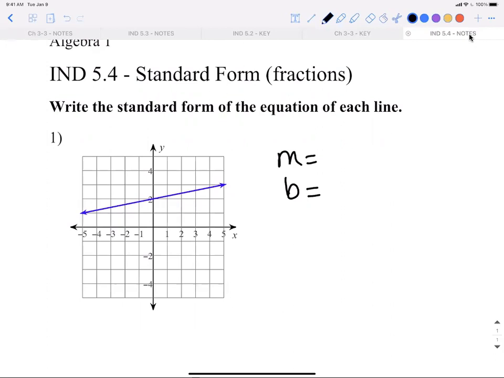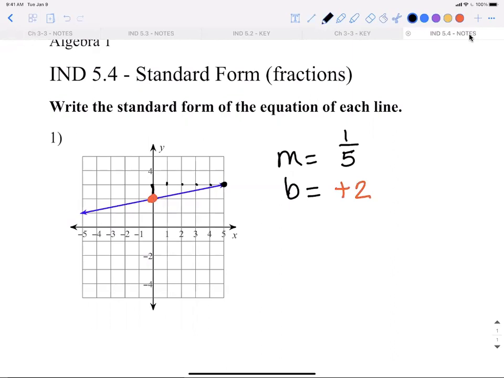So we're going to rise 1, because we're going to go from this point, and then we're going to have to go all the way over to here to get to another point. So rise 1 and go to the right, 1, 2, 3, 4, 5. So our slope here is 1/5. Our B is where our line crosses the y-axis, and in this case, that is a +2. So I now have enough information.